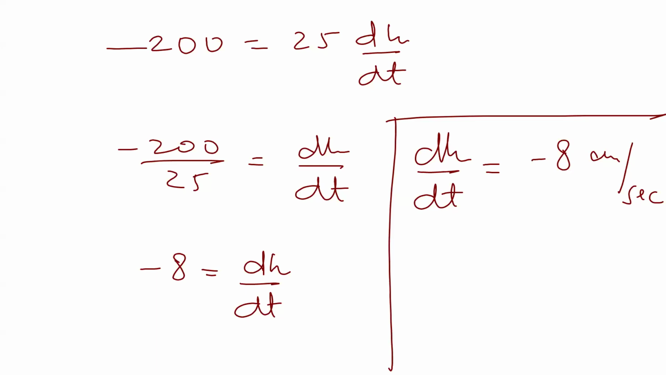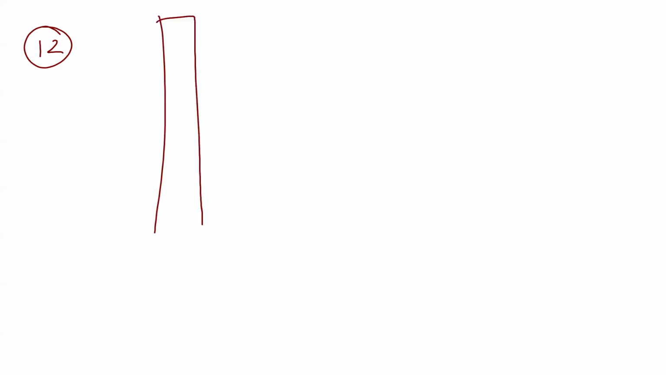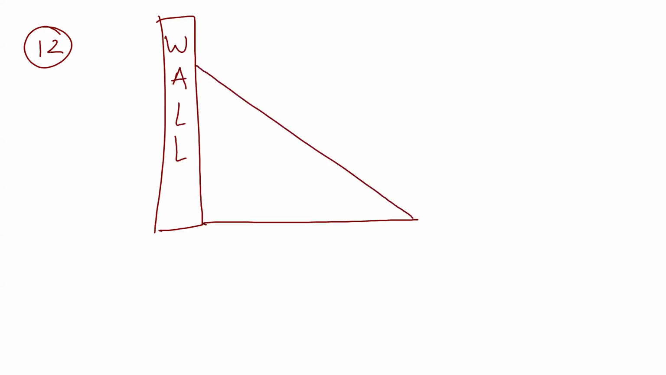So I'll just erase this and I will take up the last problem. That is question number 12. A ladder 5 meter long is leaning on a wall. So this is a wall. A ladder is leaning on it. This is the ladder. It's leaning on the wall. The ladder is 5 meter long.